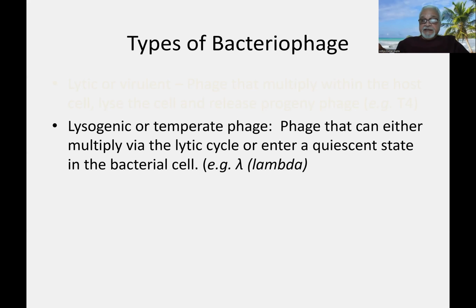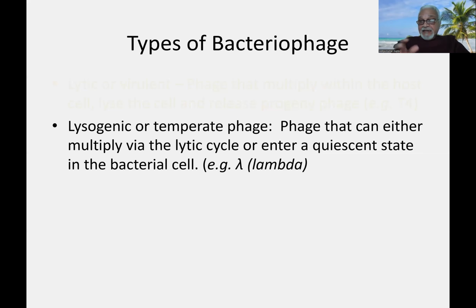So basically, bacteriophages are of two types. One is lytic or virulent, and another is lysogenic. The difference between the two is, in the virulent type, the bacteriophage immediately multiplies and kills the cell, and progeny viruses are released. Whereas in lysogenic bacteriophages, it gets integrated into the host chromosome and lies there.